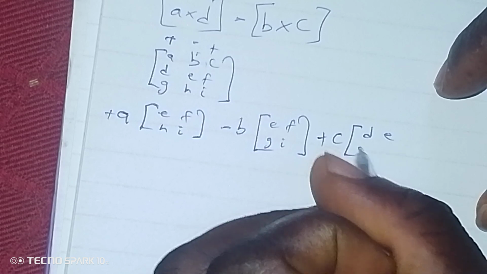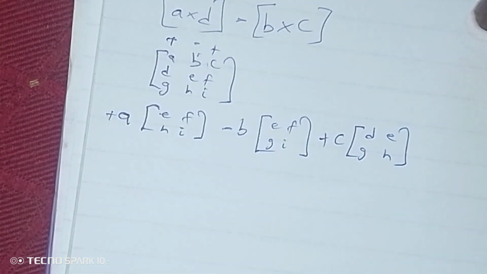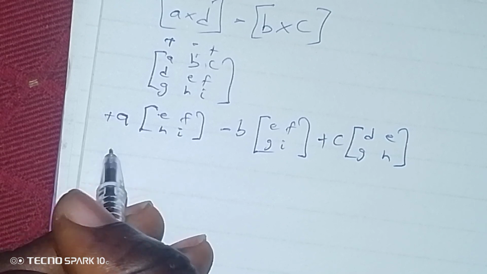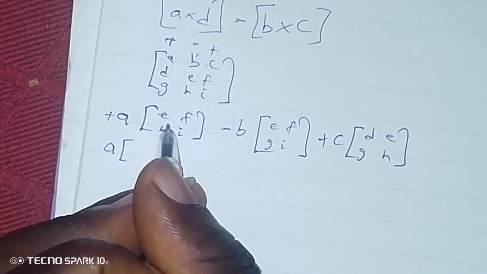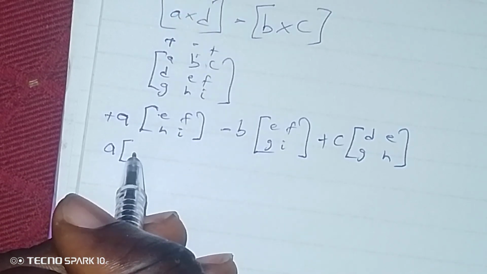From here, you now do what you did in the 2 by 2 matrix. So here you have your plus A, which is the same thing as A, then this means EI from what we did before, E times I.